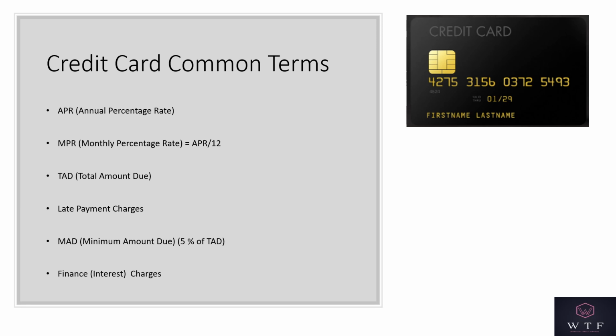So in the last video, we discussed the basics of credit card, like for example, what is the APR, the annual percentage rate, MPR, the monthly percentage rate, which is nothing but APR divided into 12 parts. What is the total amount due? What are the late payment charges? What is the minimum amount due, which is typically 5% of the total amount due?